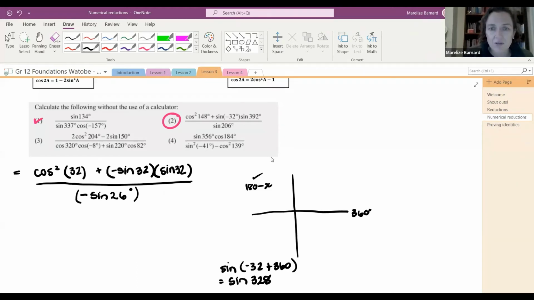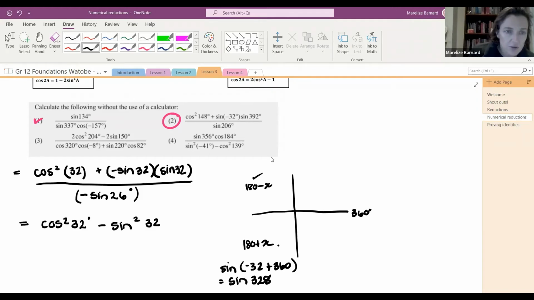Now, sine 206. 206 is in the third quadrant, so that's 180 plus x. So the 180 plus x, what must I add to 180 to get 206? And that gives me 26. Okay. So we've got now cos squared 32 minus sine squared 32 over negative sine 26.